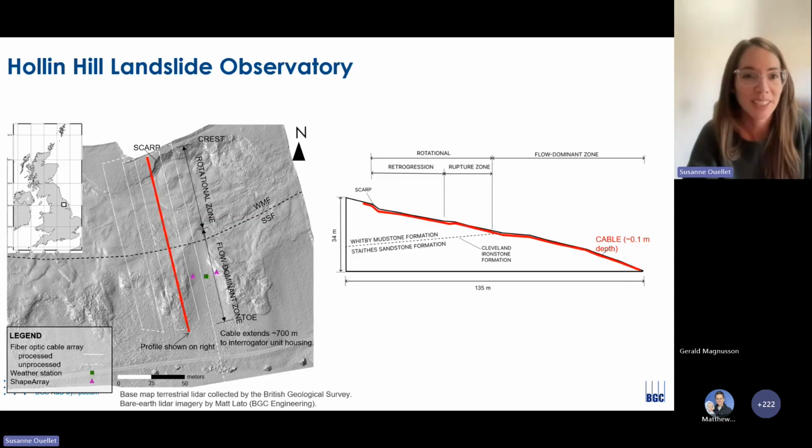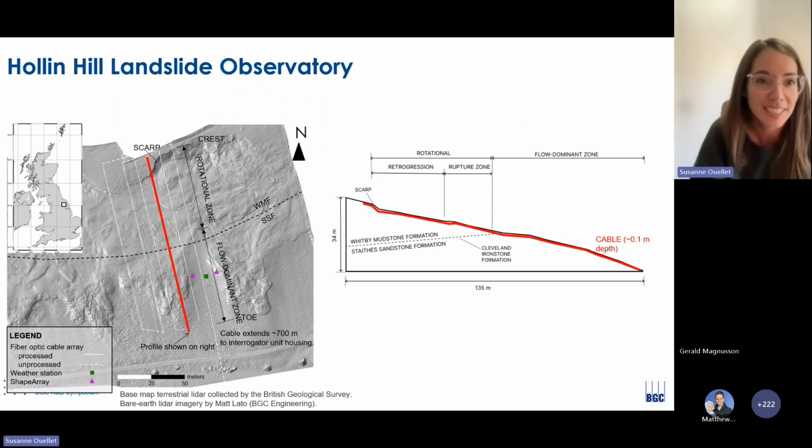Okay, so now that we've looked at the basics of how DAS works, let's take a look at our study site. This is the Holland Hill Landslide Observatory. It's one of the most studied slow-moving landslides in the world, and it's located in the UK. The movement of the landslide, or the velocities, are in the range of about 0.5 meter to 3.5 meters per year. And there was a fiber optic cable that was installed at the site in 2020. This was by OptiSense and the British Geological Survey.